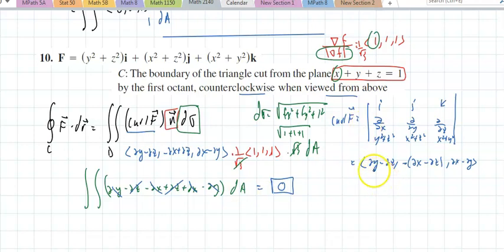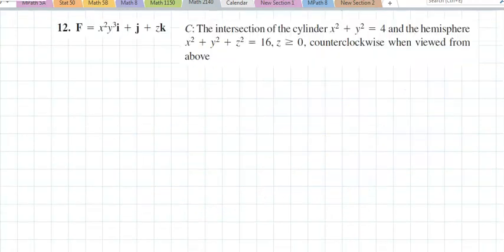Just to elaborate, if this wasn't 0, you were going to look at this from above, right? And you know how this works. 1, 1, 1. So if you were looking at that from above, you would really be looking at x plus y equals 1, and you could do dx dy or dy dx. It makes no difference. Number 12 is next.